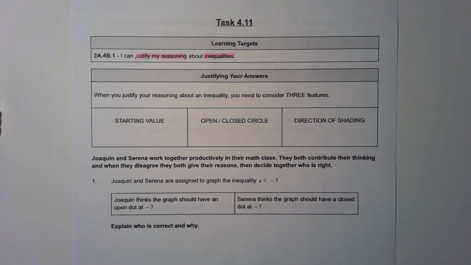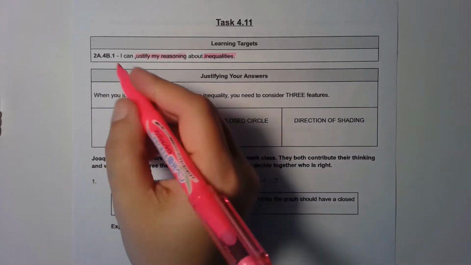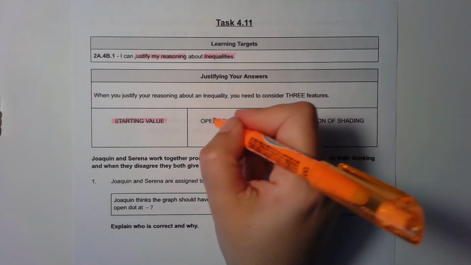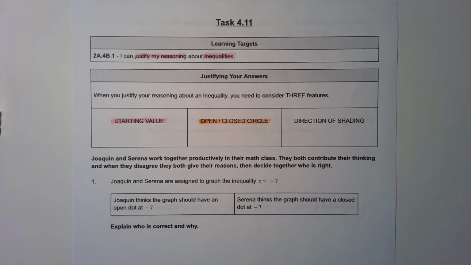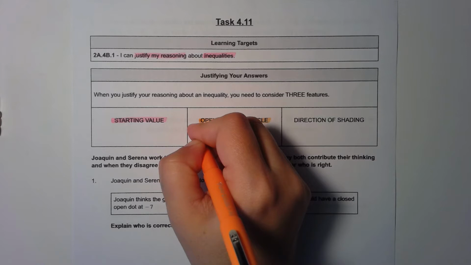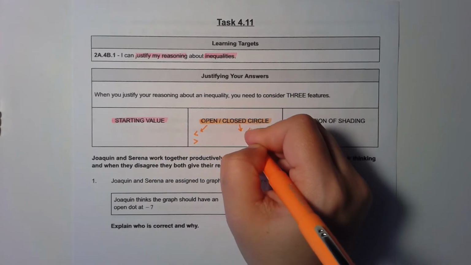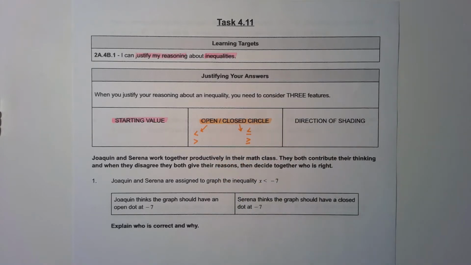Earlier in this unit, we talked about that when you're graphing or writing an inequality, there are three features you need to consider. You need to consider the starting value. So, what was the important number that was used in the inequality, and was that used properly on the graph or in the interval notation? You need to consider whether an open or a closed circle is used. As a reminder, we use an open circle whenever there is a less than or a greater than, and we use a closed circle when there's a less than or equal to or a greater than or equal to.